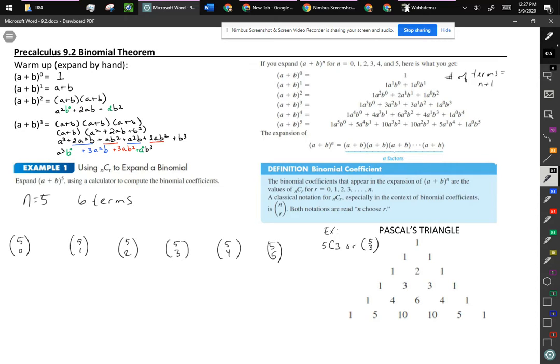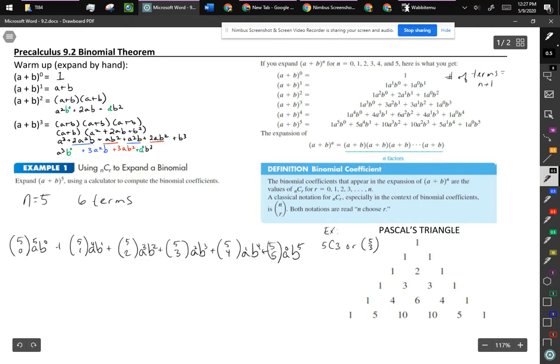You know you're going to have A and B as your variables. So I'll just write A, B, A, B, A, B for each of them. But again, we understand that pattern. The A starts with the 5th power and then goes down and descends, while B starts with 0 and ascends. And then just add everything in between.